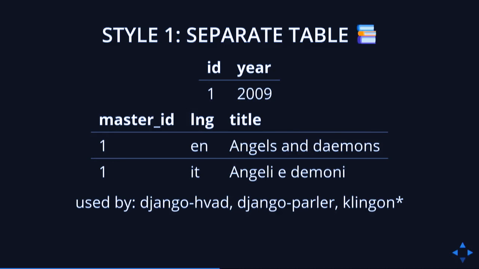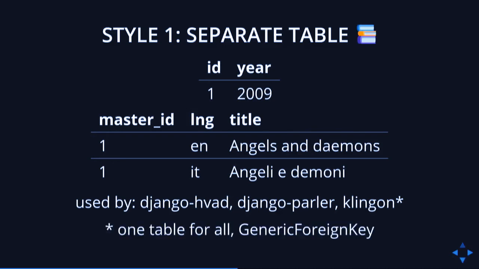So the idea is that we have our primary table for our model data that is not translated, in this case our movie ID and the year. And then we have a separate table containing the translations with one row per language, for example, one row for English and one row for Italian, and then a foreign key field that refers those rows to the single one in the model table.